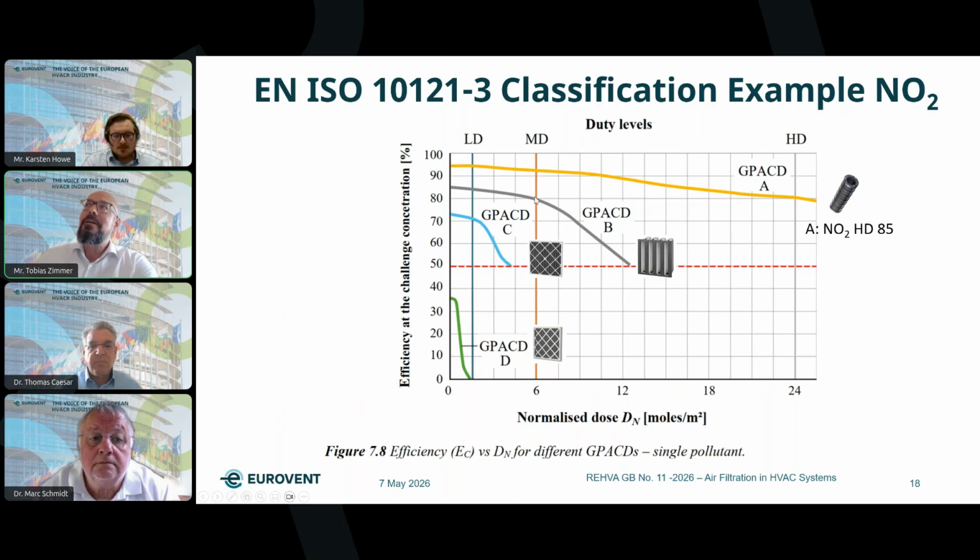And then you can try to load it until the heavy duty. But as we can see here, at some point, the efficiency drops below 50%. And the drop below 50% is before we reach the heavy duty. So this filter is not heavy duty, meaning it's classified as medium duty. That was the last point where it was above 50.